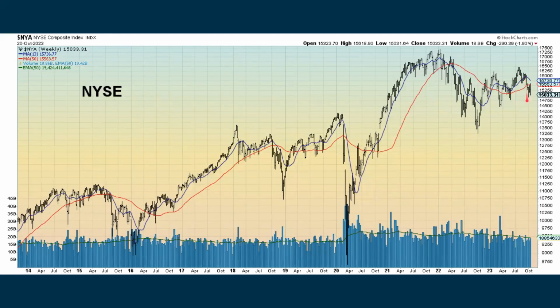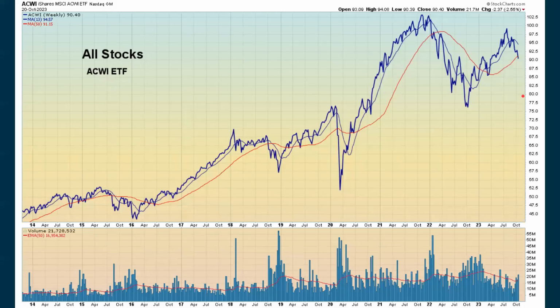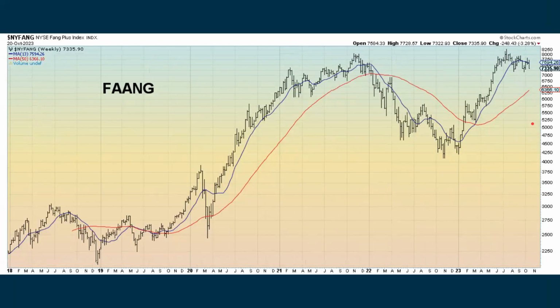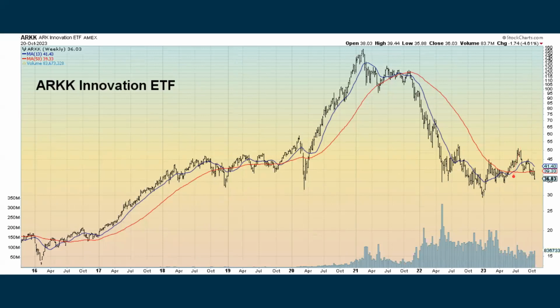The NYSE showing some weakness, but still in an uptrend. All stocks dropping down below this 50-week moving average. We're rolling over a bit, but we're still in a longer-term uptrend. The 30 biggest software companies, this is looking more negative. We haven't really broken to the downside yet, but the blue line is just about ready to cross below the red line. The FANG index also dropping below this blue moving average, but still in an uptrend. ARK also dropping a little bit further, still in an uptrend, but a weakening uptrend.